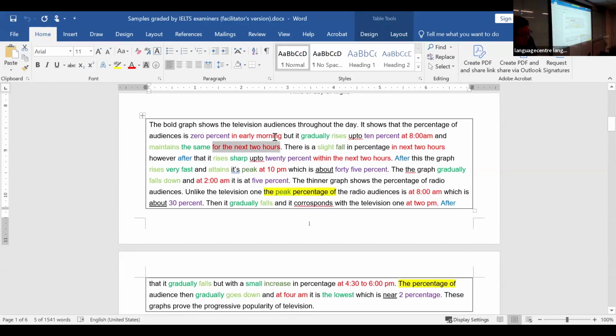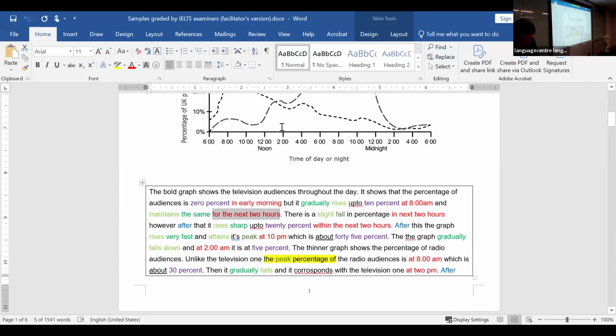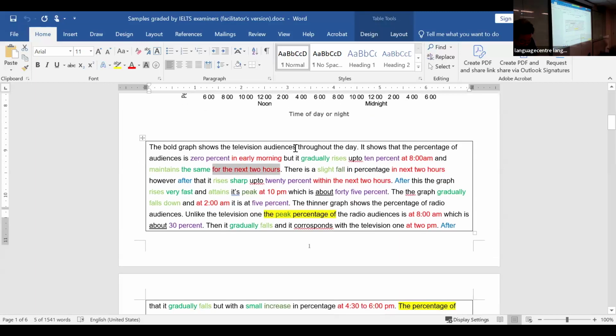Why are we using these time markers? That's because, look at the graph again. It reports the number of audiences in relation to different time periods. We are using time markers for this reason, in order to make it clear which time period we are referring to.